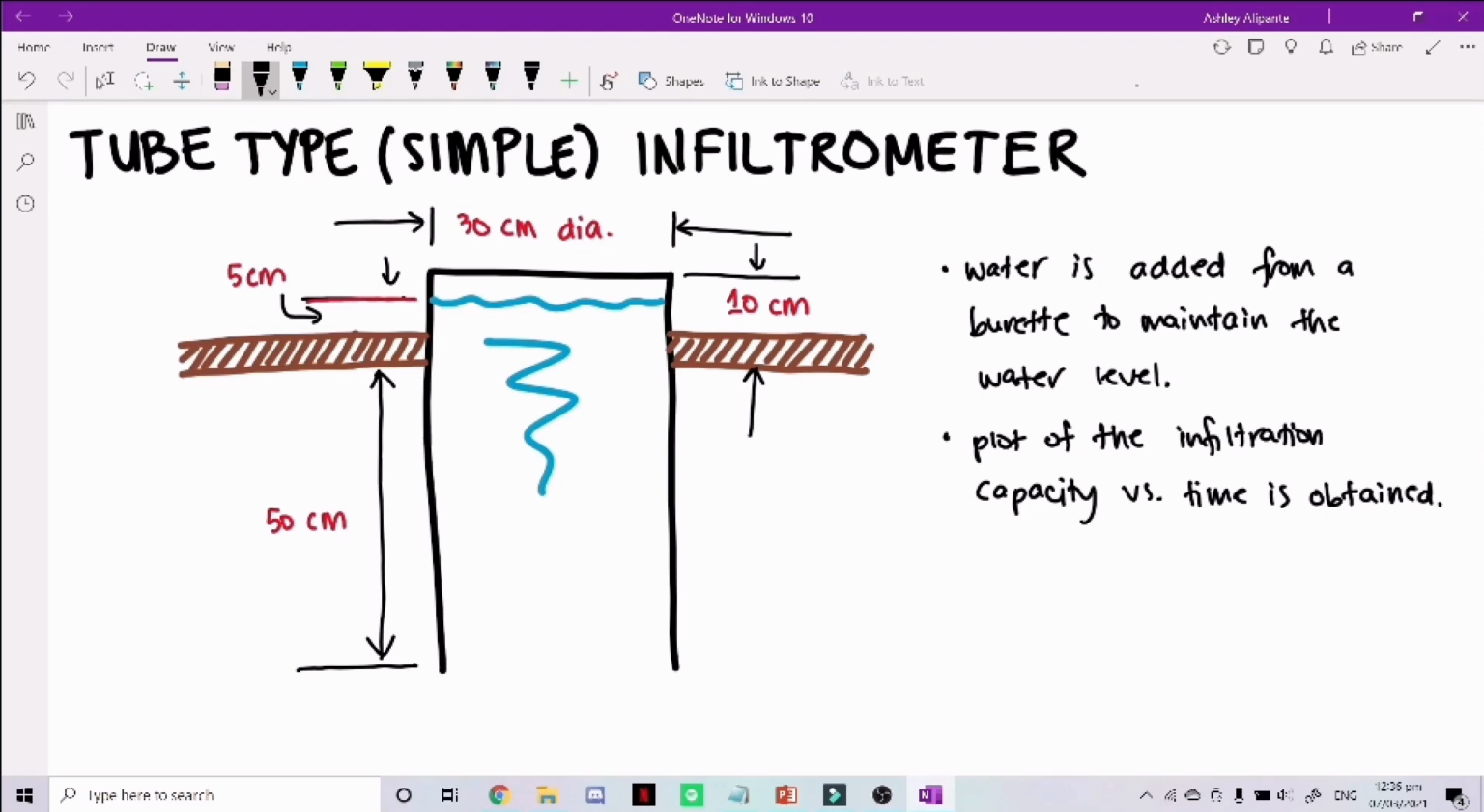Since nagdadagdag ng water during different time intervals, the plot of the infiltration capacity versus time is obtained. The experiment is continued until a uniform rate of infiltration is obtained, and it may take up to 2 to 3 hours. The surface of the soil is usually protected by a perforated disc to prevent formation of turbidity and its settling on the soil surface. A major objection to the simple infiltrometer is that the infiltrated water spreads at the outlet from the tube, and as such, the tube area is not representative of the area in which infiltration is taking place.